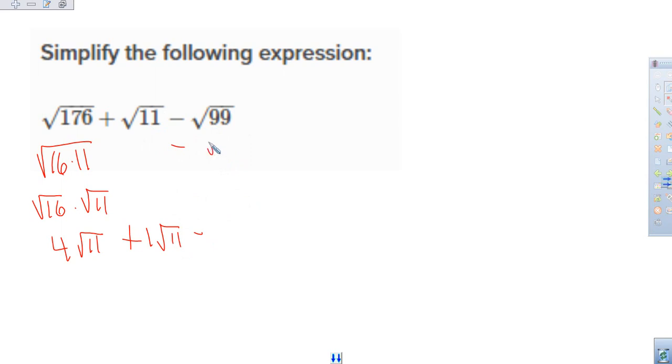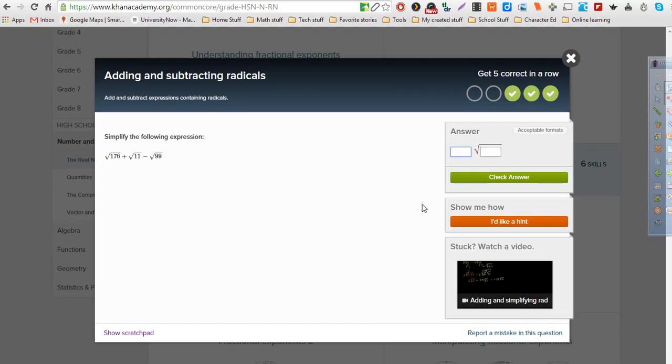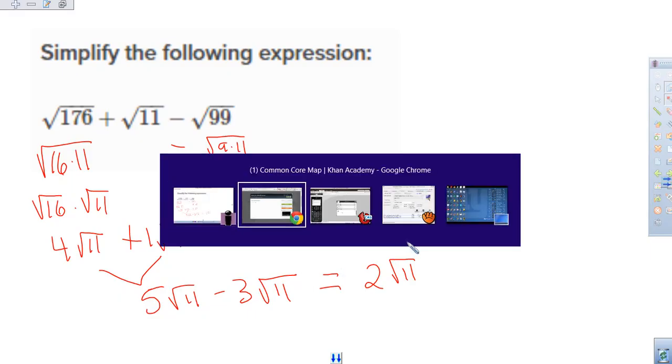Minus, so how do we write this? This is 9 times 11, which is root 9 times root 11, which is 3 root 11. So I have 4 of this plus 1 more of this. That's 5 root 11, right? And I'm taking away 3 of the same thing, like terms, right? The radicals match, so I can just combine them. I say I have 5 of these, I'm taking away 3 of these, and I have 2 root 11 left over.